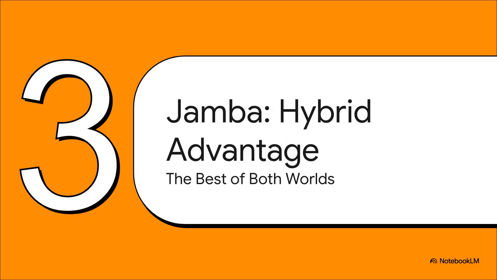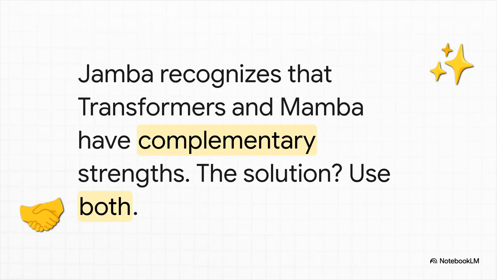And it's this exact trade-off, this tension between two different approaches that sets the stage for our main event, the hybrid advantage of AI21's Jamba. The folks at AI21 Labs looked at this whole situation and had this really elegant insight. They realized, hey, wait a minute. Mamba is fast but can lose detail. Transformers are detailed but slow. These aren't competitors, they're two sides of the same coin.